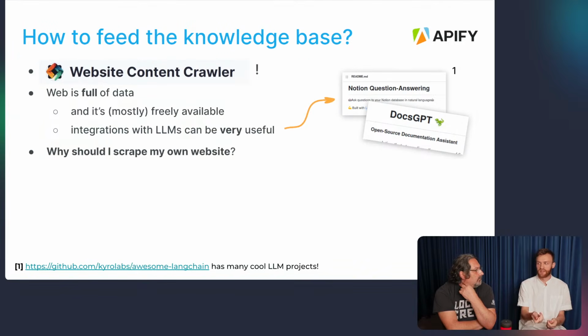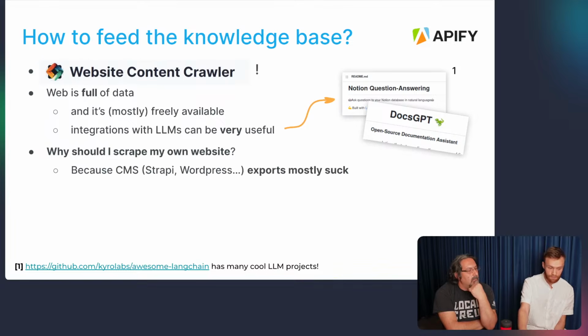They just won't give me the data themselves. But if I want to create some, let's say, language model or chat assistant for my documentation, why should I scrape my own website? Why don't I just export it from the database under the documentation instance? Well, there are multiple reasons.